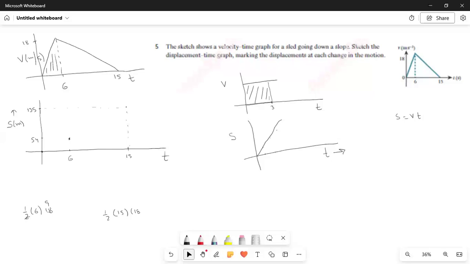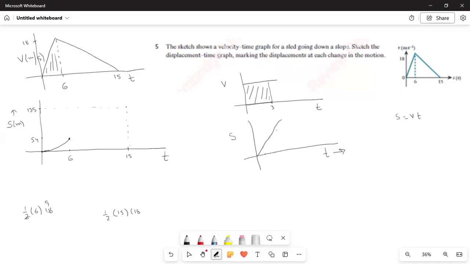But you can see that in the first 6 seconds, the speed was increasing. So the object was accelerating, so it is going more and more distance. So this graph is going to be a curve like this. As time goes by, the increase in the distance is more and more.